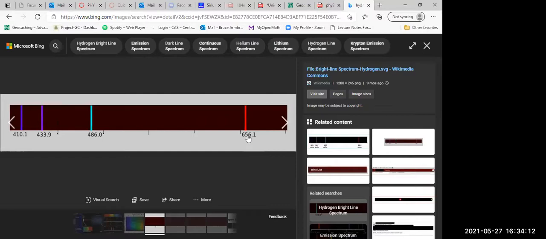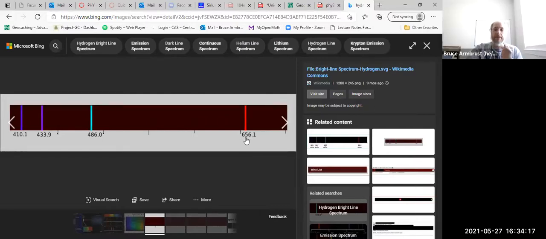Yeah. And so check out this red one that was at 656.1 nanometers, which I'm pretty sure is the number we calculated. So this one's coming from the Balmer series. That red one is for when a hydrogen atom goes from the n=3 energy state to the n=2 energy state. When it drops that state, it releases a photon that has this wavelength and it looks red.